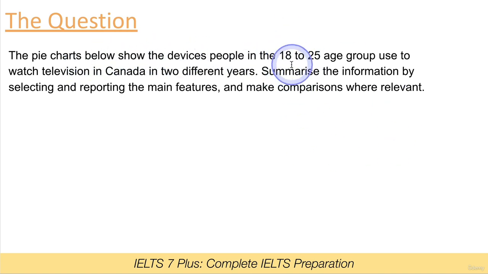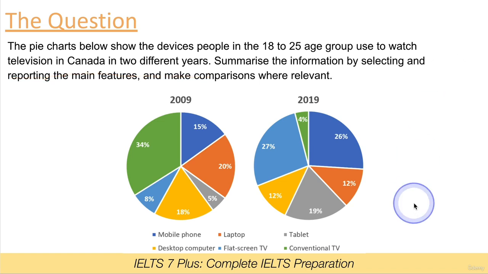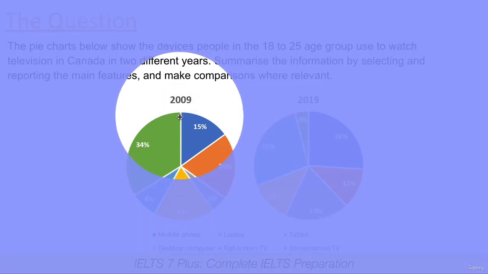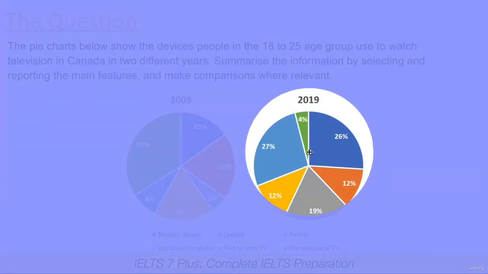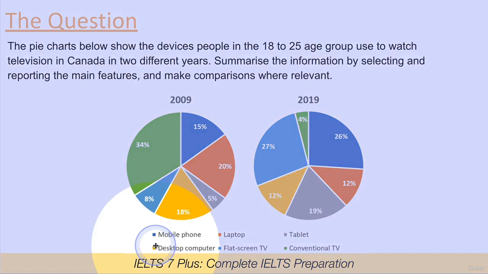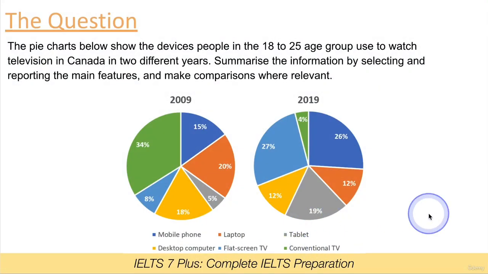Okay, so we're looking at the devices people use to watch television. So maybe smartphones and tablets in 2 different years. Let's have a look. Right, here we go. So pie charts, then we have 2, and the years are 2009 here and 2019 on the right. And down here we have the key to show us the different devices. So mobile phone, laptop, tablet, desktop computer, flat screen TV, conventional TV.